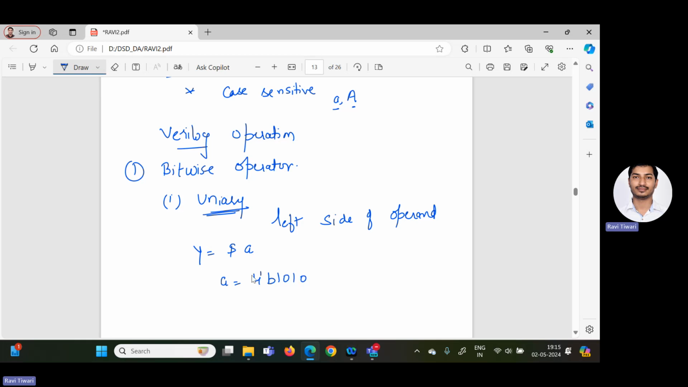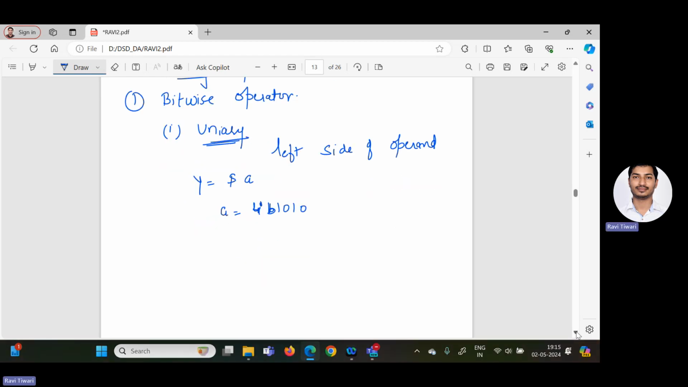1010. What does it mean? We have a 4-bit binary. So 4' means 4 bits of a binary, and the number is 1010. Its simple meaning is 1010 with base 2, right? So actually, if you convert it into decimal form, it is 10.